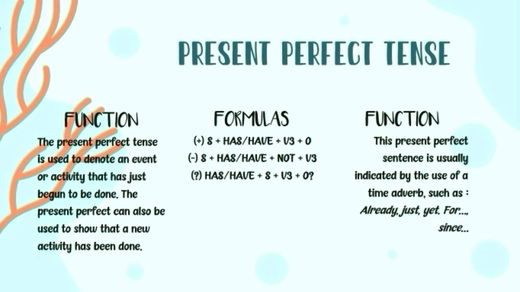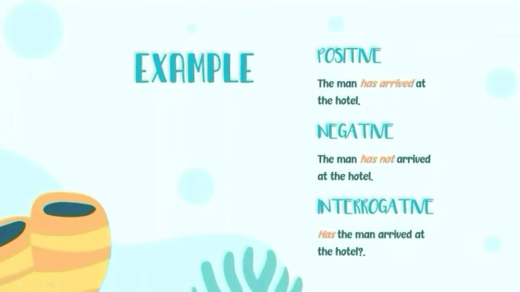Note: this present perfect sentence is usually indicated by the use of a time adverb such as already, just, yet, for, and since. Example: the man has arrived at the hotel. The negative form is, the man has not arrived at the hotel. And the interrogative form is, has the man arrived at the hotel?